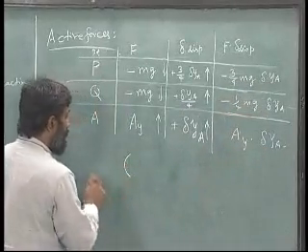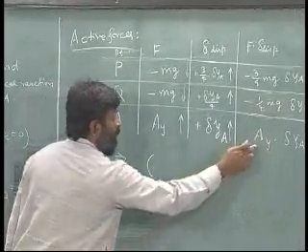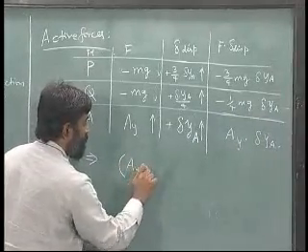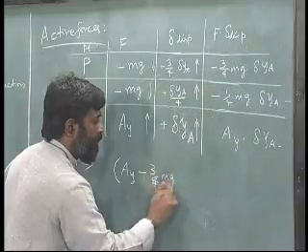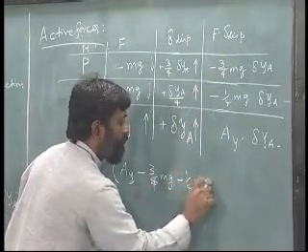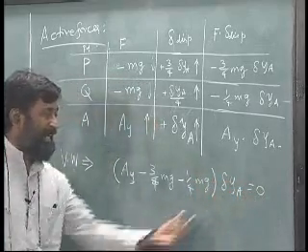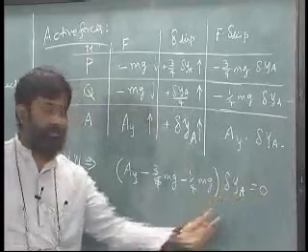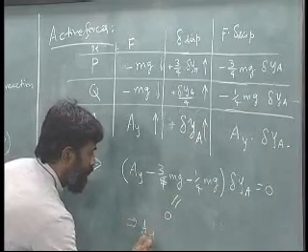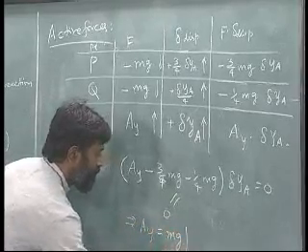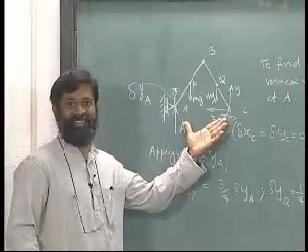So we can immediately write from virtual work principle, Ay minus 3 by 4 mg minus 1 by 4 mg times delta Ya equals 0. Delta Ya is an arbitrarily applied virtual displacement, which means that this has to be equal to 0, means Ay equals mg. Well, that seems to be obvious here.